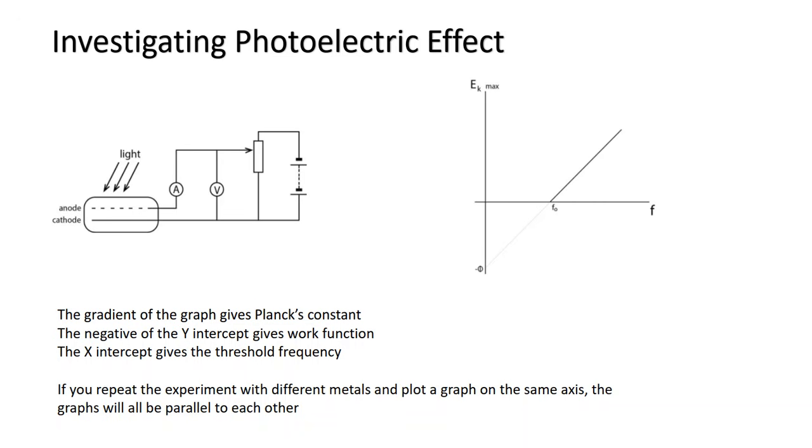When you change the frequency and plot a graph of kinetic energy against frequency, this is the graph that you get, and the gradient of this graph gives you the Planck's constant, and the negative of the y-intercept gives the work function. The x-intercept gives the threshold frequency. If you repeat the experiment with different metals and plot a graph on the same axis, the graphs will all be parallel to each other. Why? Because the gradient gives the Planck's constant, which is always constant.